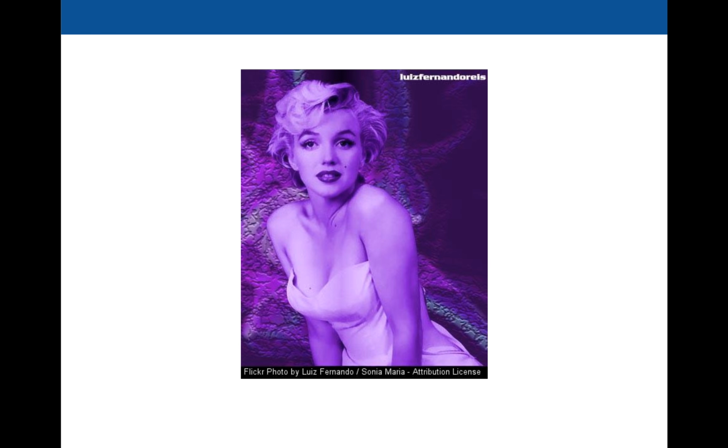And so she's the person that I would think of when I think of svelte, because sometimes, to be honest, some of our models are so thin now, I wouldn't even use this word to describe them.